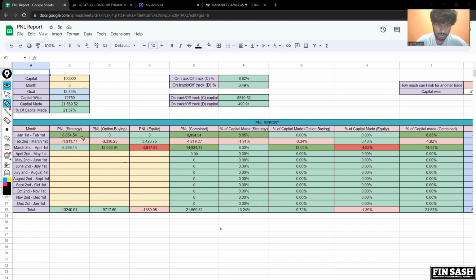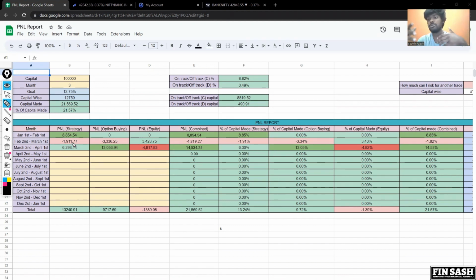All right, so if you just see the strategy in 3 months, we made a profit of 13,240. So if you guys follow the strategy with utmost discipline, you would have actually made more than me, because I was kind of stupid in this month. But the strategy, even if I made mistakes, it still gave me a return of 13%.